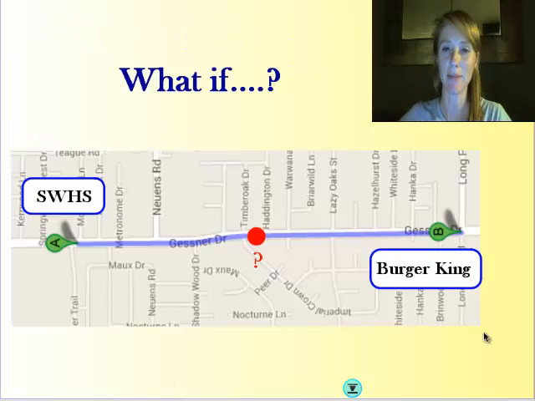So let me start today by giving you an example. Let's say you are at Springwoods High School and your friend is at Burger King, and you two want to meet halfway in between the two locations. So you decide to start traveling towards your friend, and your friend starts traveling towards you. Well, when you get exactly halfway, you've traveled the same distance that your friend has traveled. So the point that you meet at is called the midpoint. Today we're going to find how to find the location of this midpoint.